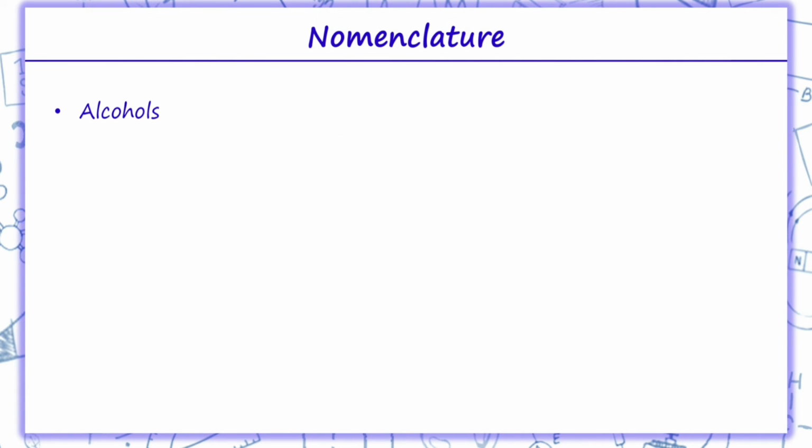Moving on to the nomenclature of alcohols. The common name of an alcohol is basically derived from the common name of the alkyl group and then adding the word alcohol to it. For example, we have CH3OH. This alkyl is methyl and the word alcohol will be added, methyl alcohol.